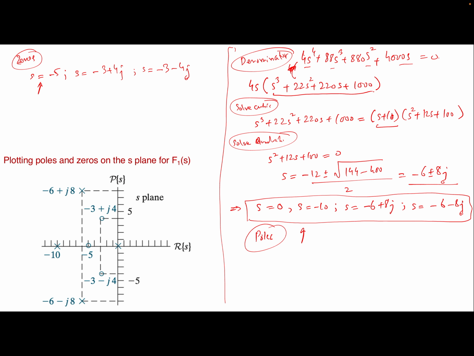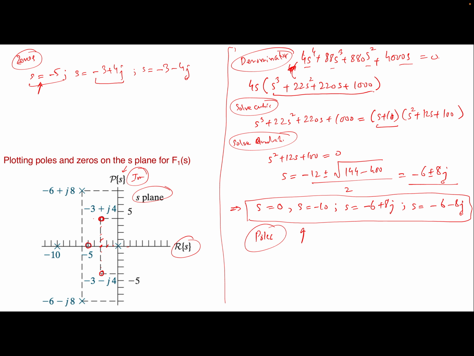Again, this is the s-plane, right? Over here, this is the imaginary axis, if you will, and this is the real axis. So the first one is minus 5. On the real axis, the imaginary component is 0, so you're going to get minus 5 over here. The other zero is minus 3 plus 4j, right? So minus 1, minus 2, minus 3, plus 4j, 1, 2, 3, 4. So here's the next zero. Similarly, minus 3, minus 4j: minus 1, minus 2, minus 3, minus 4. So here's the third zero. So this is how you can easily plot the zeros on the s-plane.